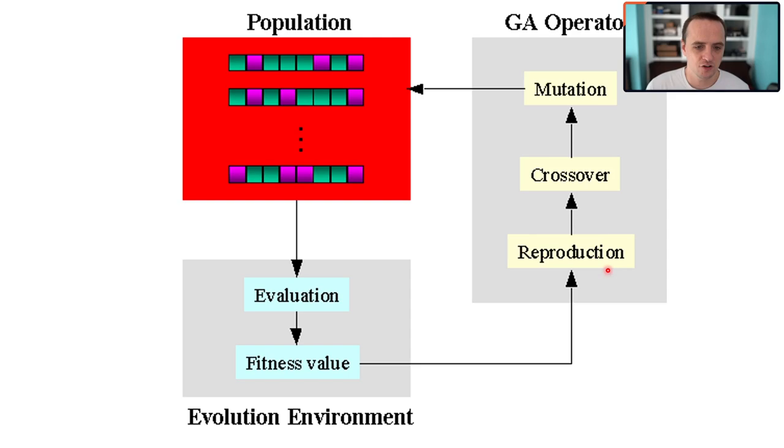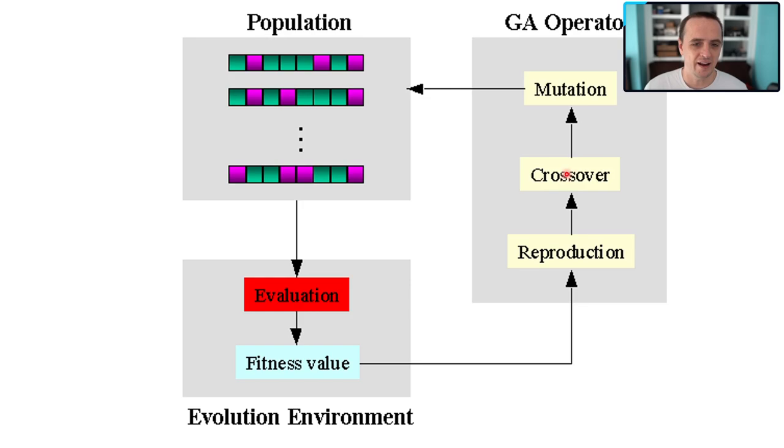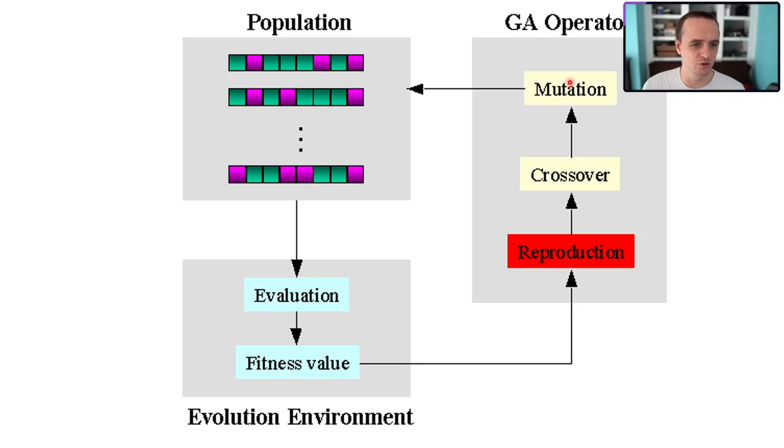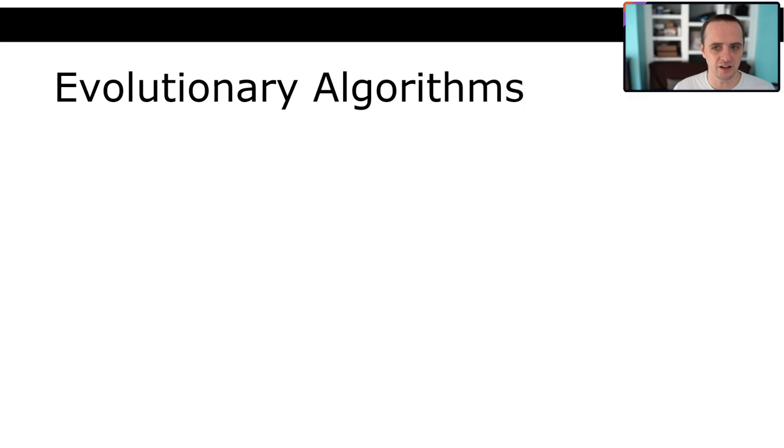So in order to reproduce, crossover happens. And after crossover, mutation happens. And then all of these parents that reproduced, all of those children form the new population. Okay? So how does that look in pseudocode? Well, let's have a look.